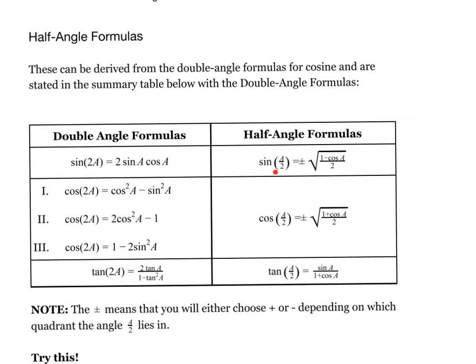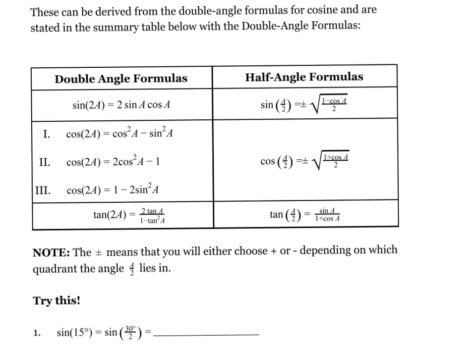So this is what you get if you solve for sine of a over 2. You get this nice expression over here with plus or minus in front. Same with cosine, it's kind of similar. And then the tangent of a over 2, you get this. Now, in these two, the cosine of a over 2 and the sine of a over 2, the plus or minus is a little bit of a tricky thing that I need to talk about.